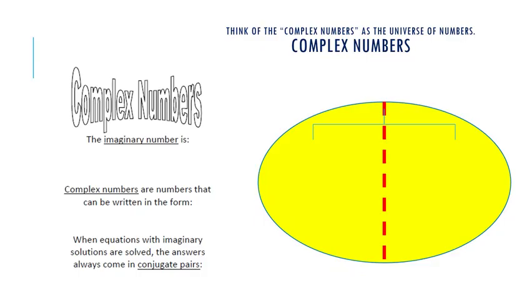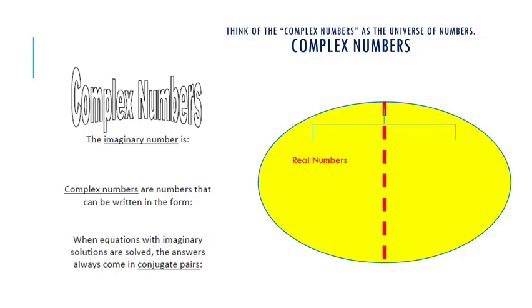The imaginary number is I equals square root of negative 1. Complex numbers are numbers that can be written in this format, the real part, A plus BI. Remember, BI is going to be the complex or imaginary part. When equations with imaginary solutions are solved, the answer always comes in a conjugate pair. Conjugate means plus minus. So A plus BI and also A minus BI.